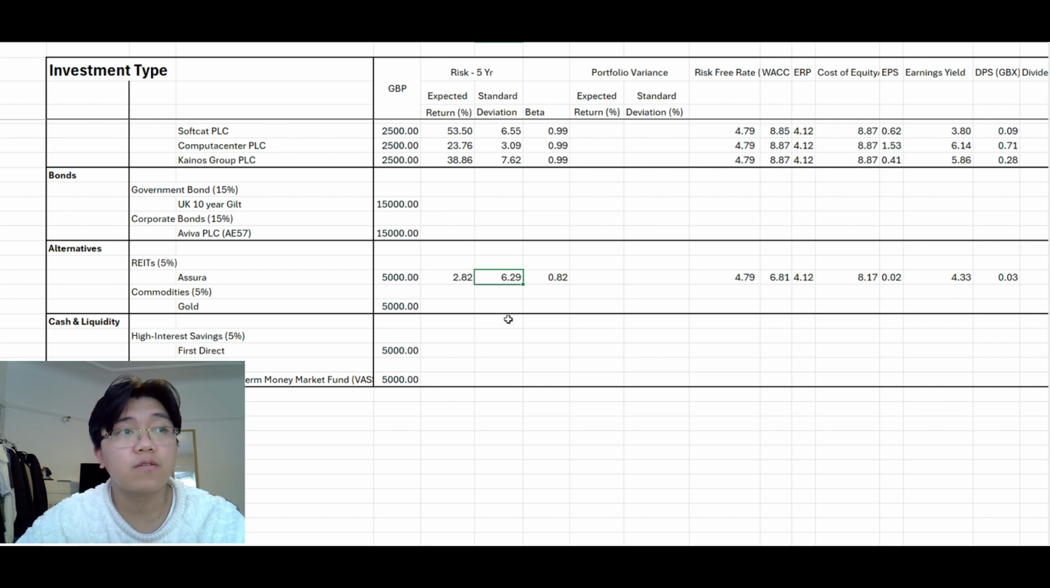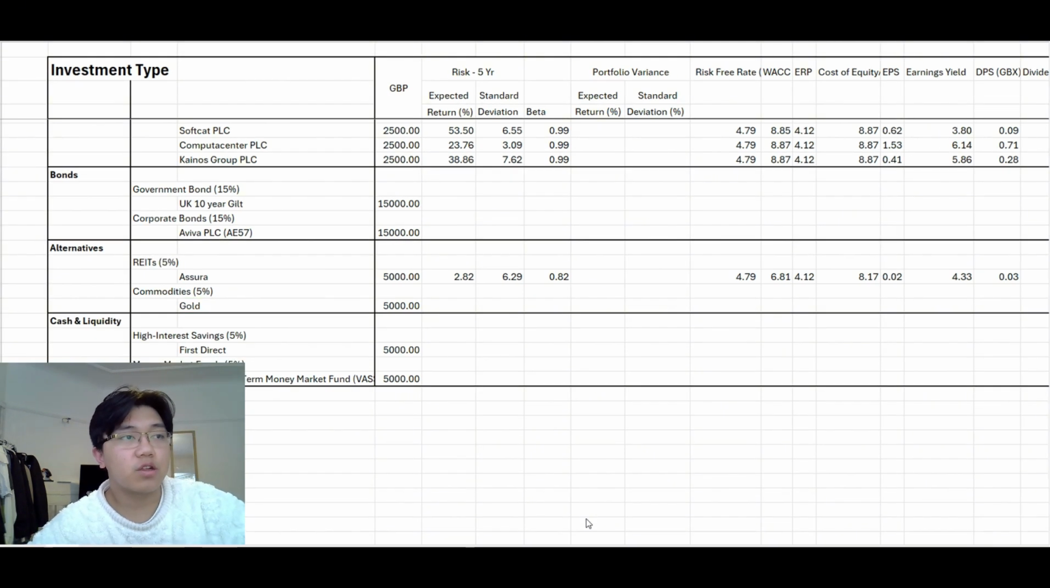One more alternative is commodities. As you can see, I've allocated 5% and I've chosen gold to purchase. Gold is a traditional safe haven and hedge against currency devaluation and inflation. It does not yield income but can appreciate in value during market downturns or periods of high inflation.